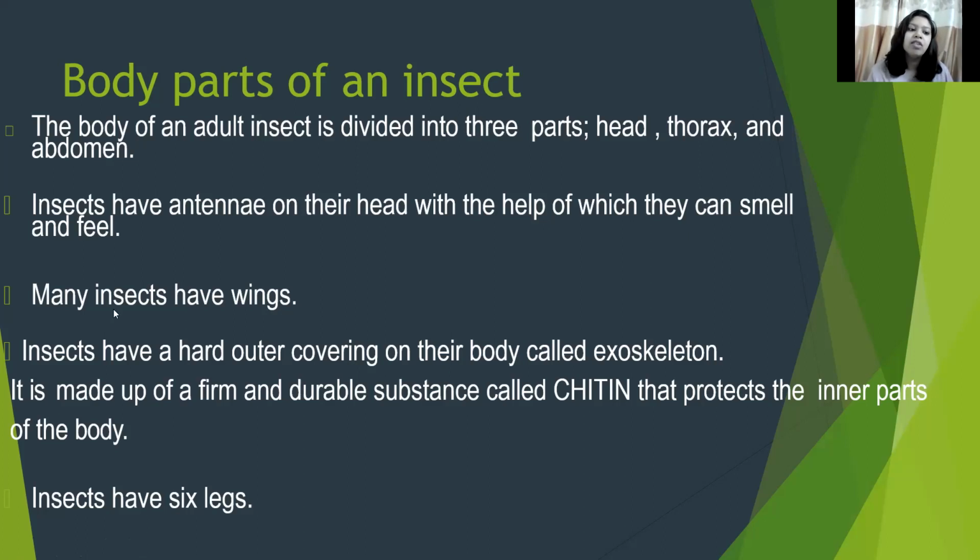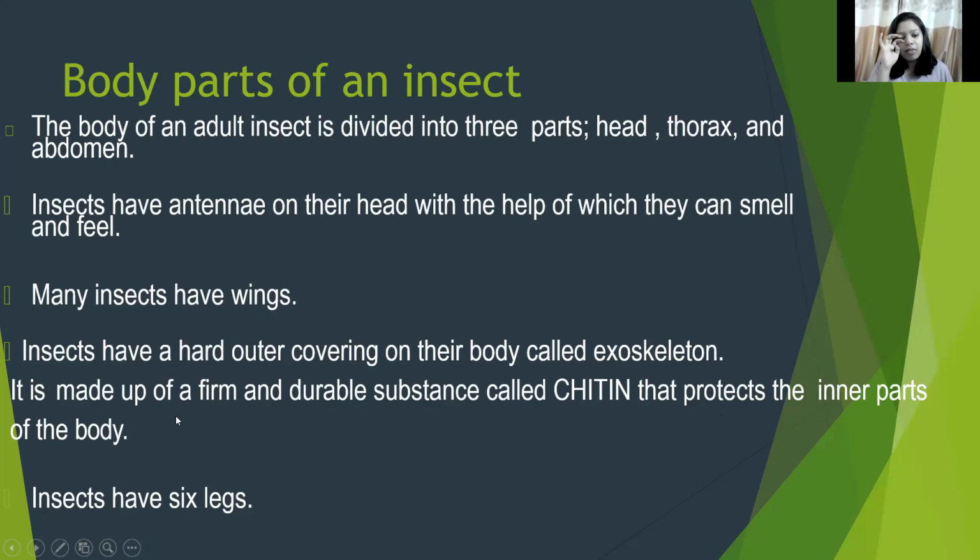Many insects have wings. Insects have a hard outer covering on their body called the exoskeleton, isn't it, children? When you observe a cockroach, it has a hard covering outside the body, and it is called the exoskeleton. What is it called? Exoskeleton. It is made up of a firm and durable substance called chitin that protects the inner parts of the body.